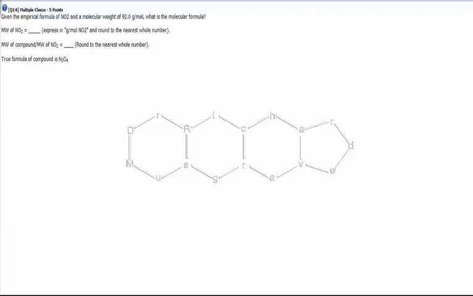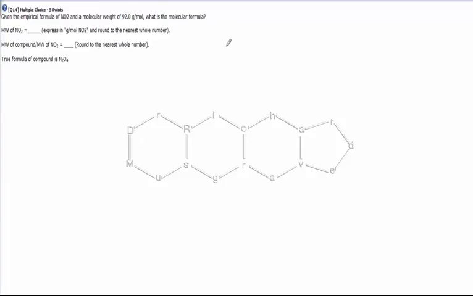Up to now we've just been dealing with empirical formulas, and empirical formulas are just mole ratios of elements in compounds. They don't really give us the actual true formula of the compound. In order to get the true formula, we actually have to have the molecular weight of the compound.